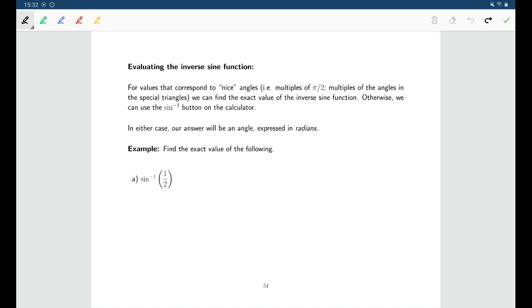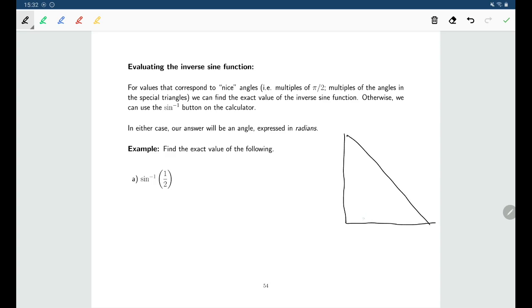trig functions. So for example, if I know which angle it is that sine of an angle gives me a half, and since I know what that angle is, then I should know the value for sine inverse of a half. It would be whatever that angle is. Of course, if you don't know what the angle is that gives you sine of a half, you can figure that out by drawing yourself your special triangles.